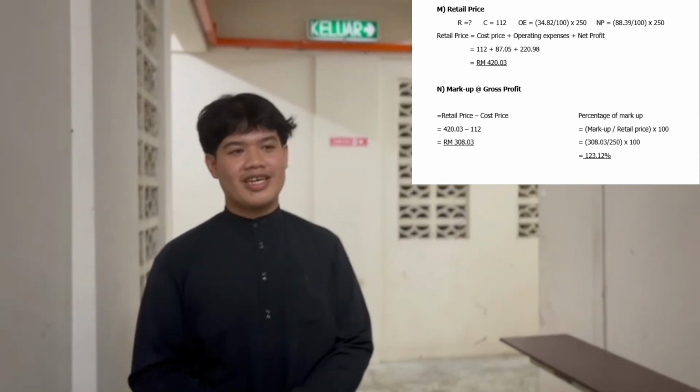Next, for markup or gross profit. So the formula is retail price minus cost price. So 420.03 minus 112 ringgit, and then we got 308.03 ringgit. So percentage of markup, 308.03 divided by 250 times 100. So we got 123.12%.